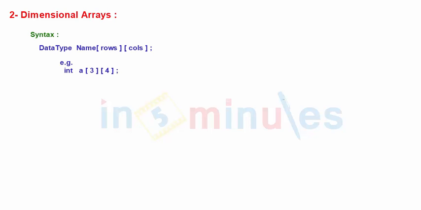Now let's see the syntax to define a 2D array. We first mention the data type, then we write the name of the array, and then we mention the number of rows and columns for the array. Basically, the number of rows times columns is the total number of elements in the array. Now take an example to understand this.